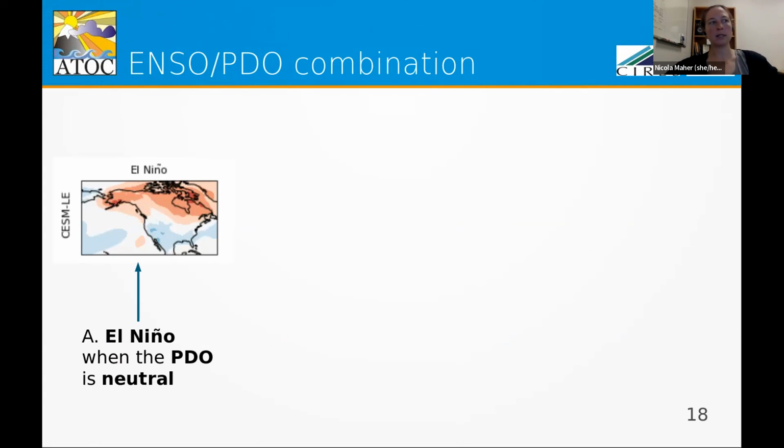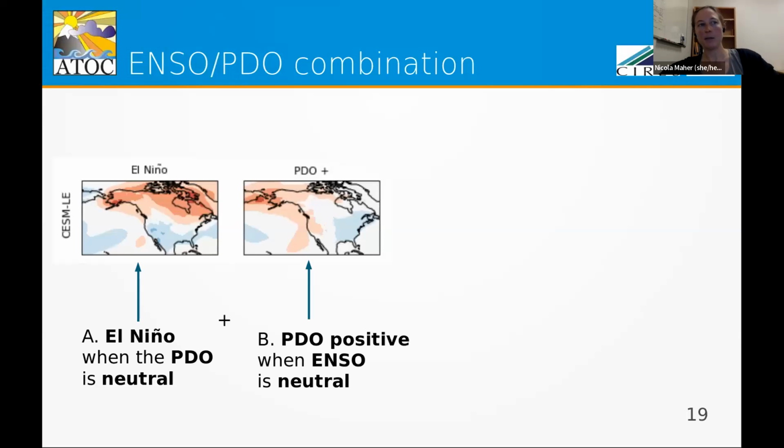And so here you can see an El Nino when the PDO is neutral. We can then look at PDO positive when ENSO is neutral, and you can see that the teleconnections are kind of similar, but they have regional differences, and the PDO tends to have weaker teleconnections than ENSO.